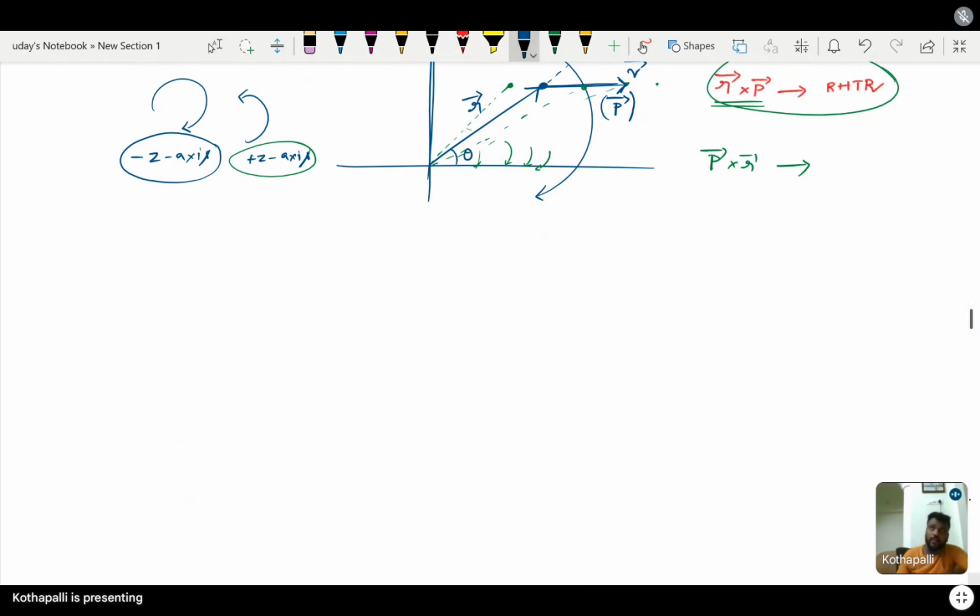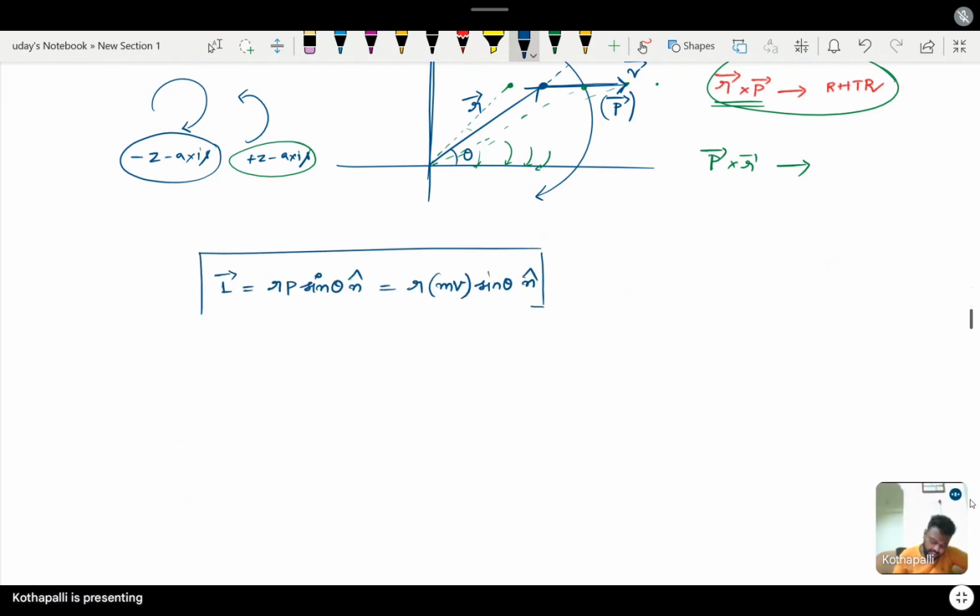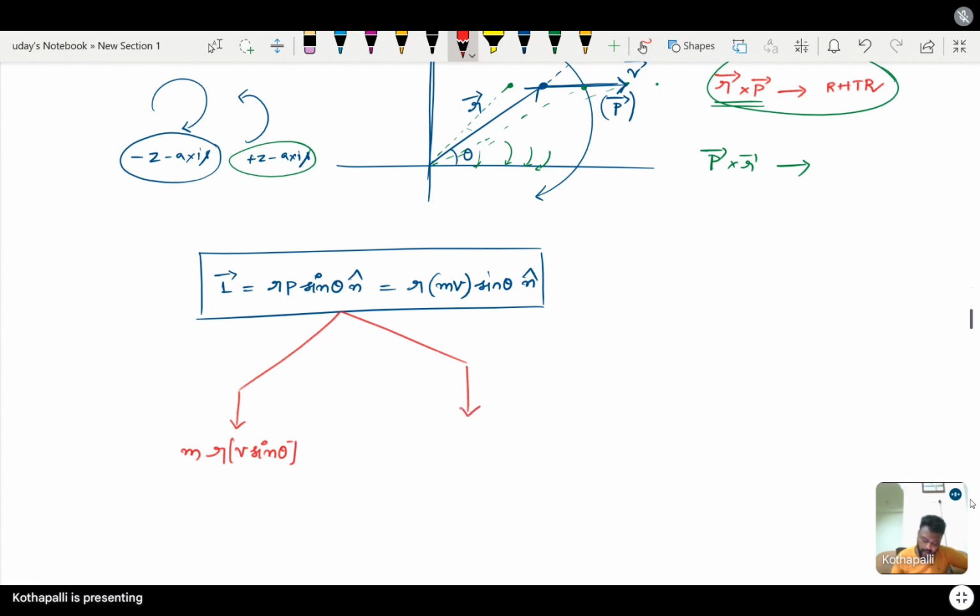Now see, if I write this in two different ways, like this one only. Mass M is constant, let's take out R. If I take it as V sine theta, V sine theta separately I took. Or one more possibility, M into V, R sine theta separately.